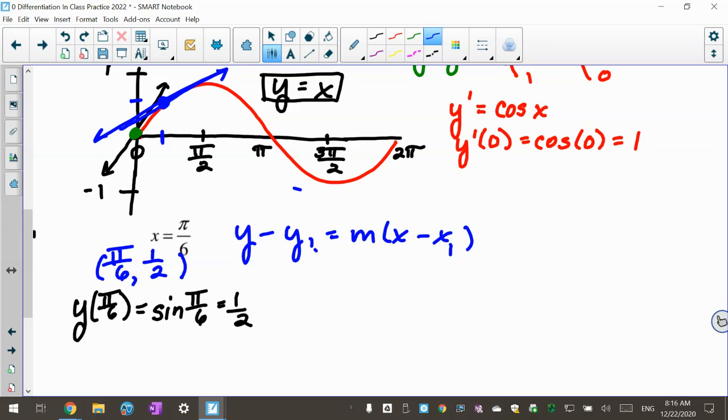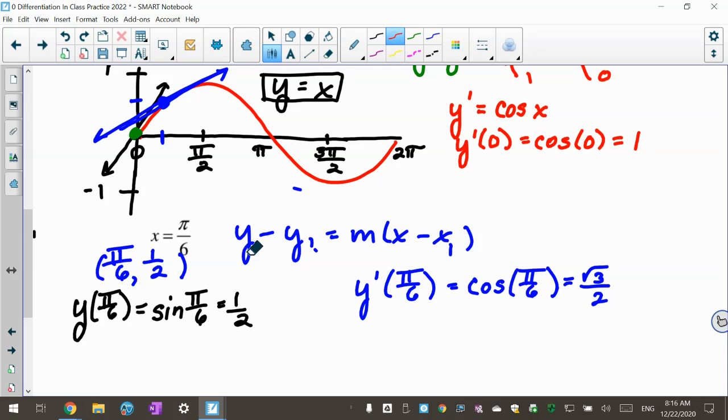Now I need to find the tangent line, but I have to have the slope. So I know that y prime is cosine x. We did that up here. So y prime of pi over 6 is going to be the cosine of pi over 6. And the cosine of 30, or pi over 6, is going to be radical 3 over 2. And this is stuff that I had you memorize. And I know you can do the decimals, but the radical 3 over 2 is much better.